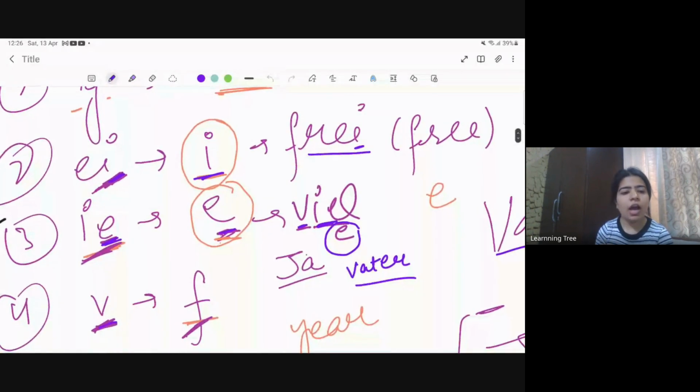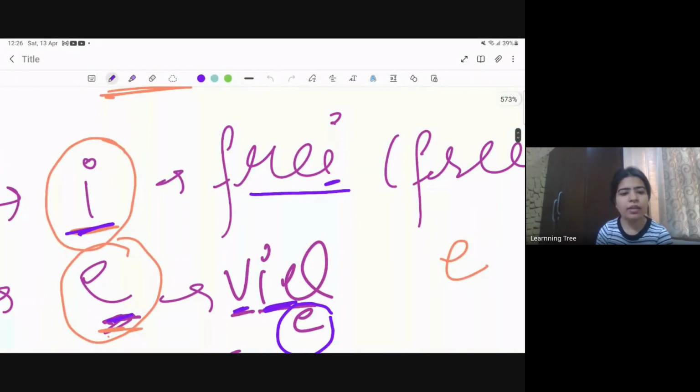Then EI. If EI is coming together in a word, the pronunciation will become I. So let's say this is the word FREI. So pronunciation is fry.